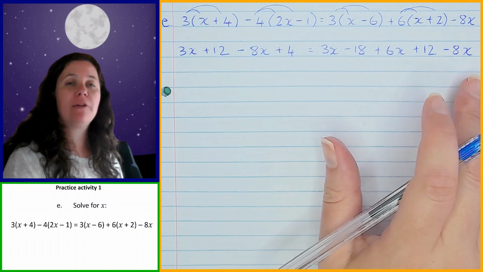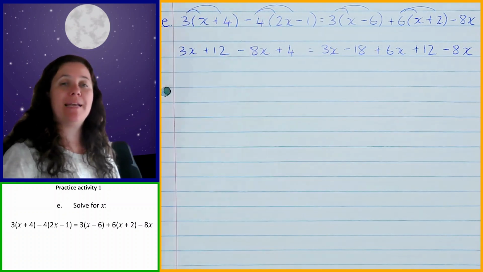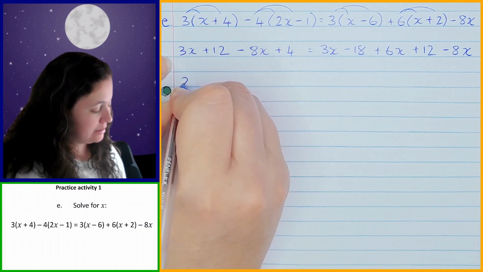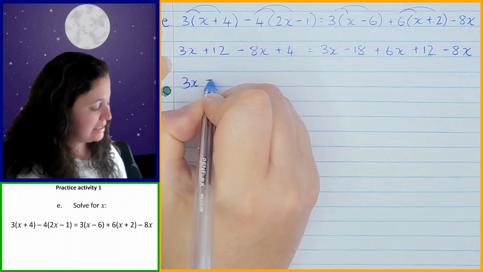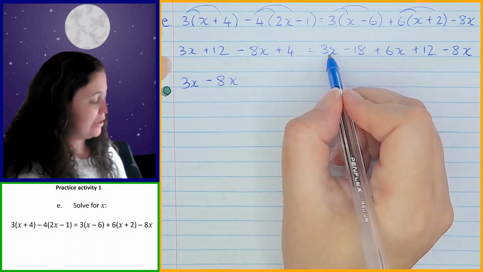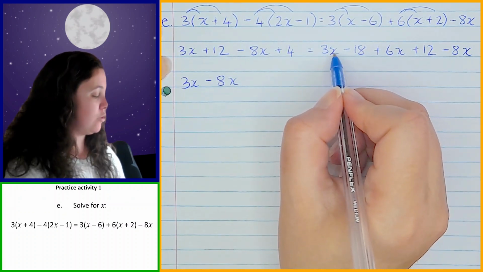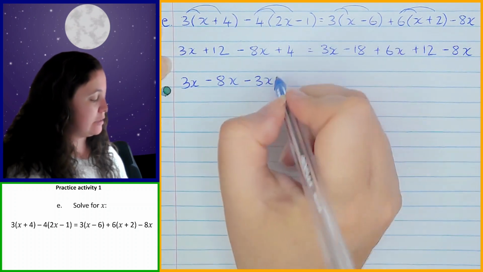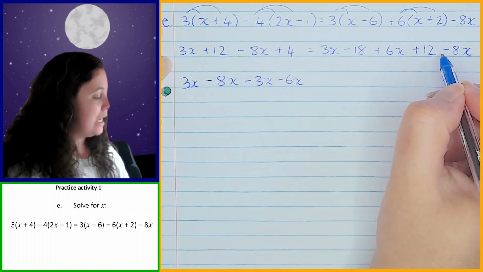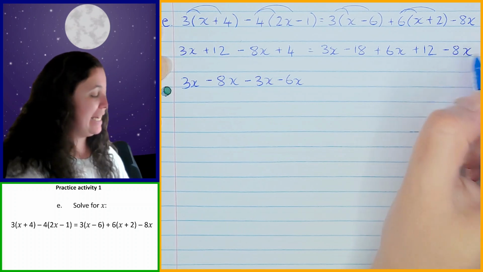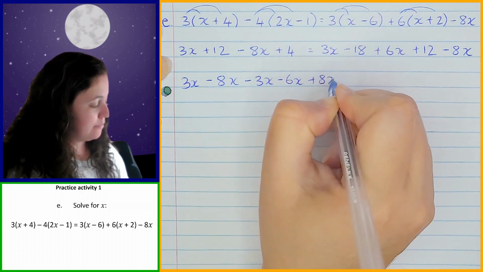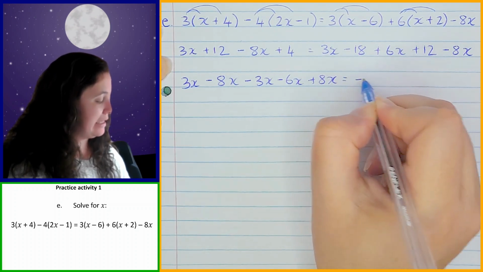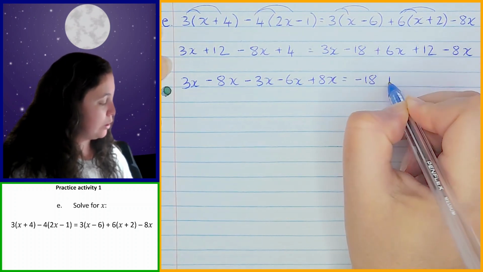So now once I've multiplied everything out, I need to get all my x's on one side and all my constants on the other side. So I've got on the left hand side over here 3x minus 8x. And then over here, I need to get rid of the 3x. So I'm going to subtract 3x on both sides. I need to get rid of the 6x. So I'm going to subtract 6x on both sides. And I'm going to get rid of the negative 8x by adding 8x on both sides. Okay, so now over here, I've got on the right-hand side, negative 18, then plus 12.